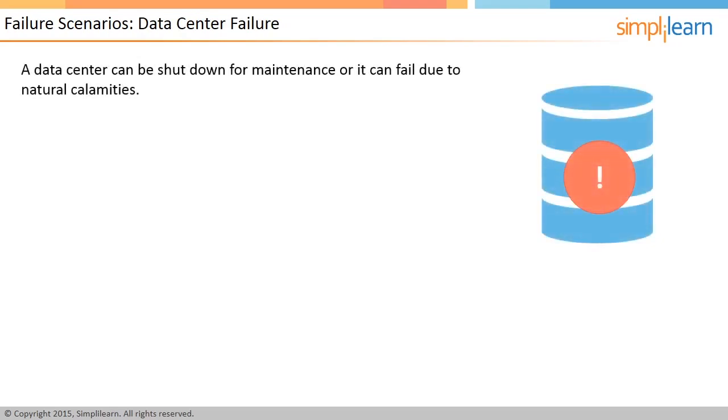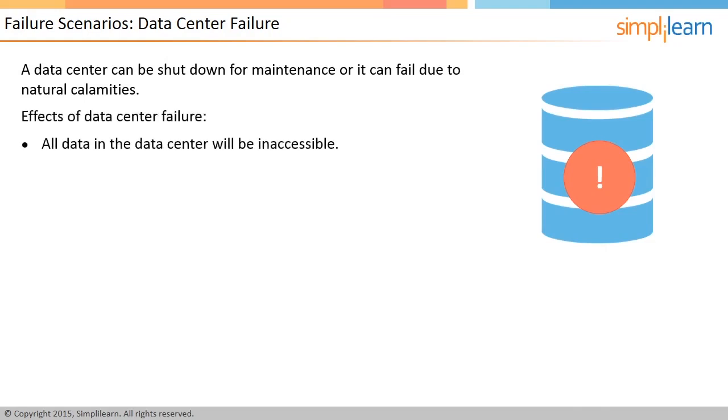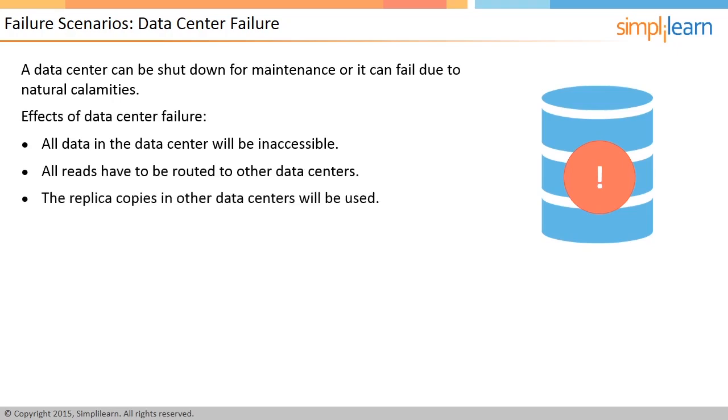Data center failure occurs when a data center is shut down for maintenance or when it fails due to natural calamities. When that happens, all data in the data center will become inaccessible. All reads have to be routed to other data centers, and the replica copies in other data centers will be used. Though the system will be operational, clients may notice slowdown due to network latency. This is because multiple data centers are normally located at physically different locations and connected by a wide area network.